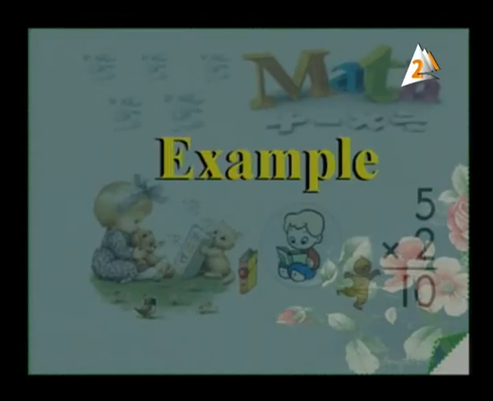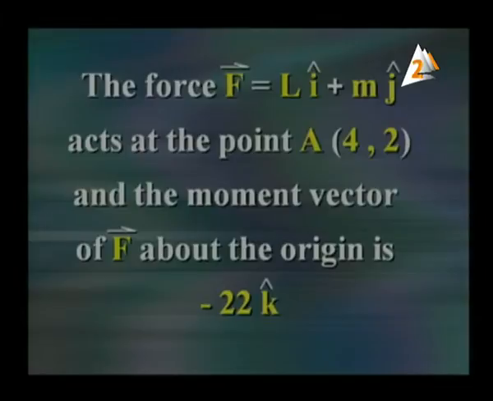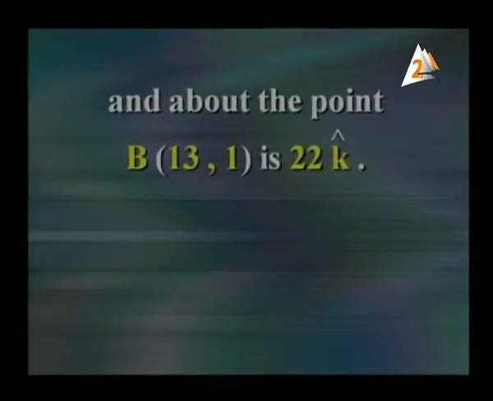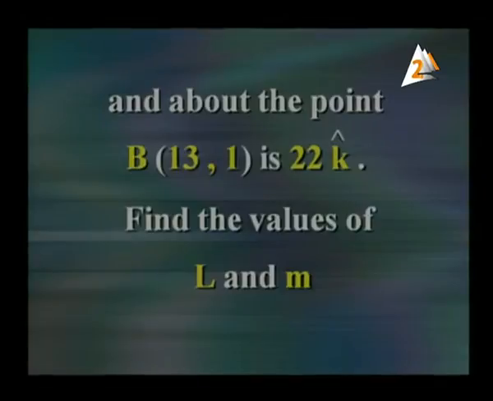Another one. The force F equals Li plus Mj acts at the point A (4, 2), and the moment vector of F about the origin is equal to minus 22k, and about the point B is equal to 22k. Now, find the values of the constants L and M.